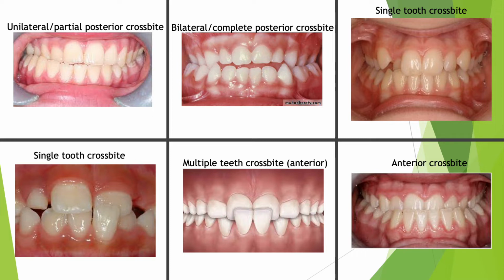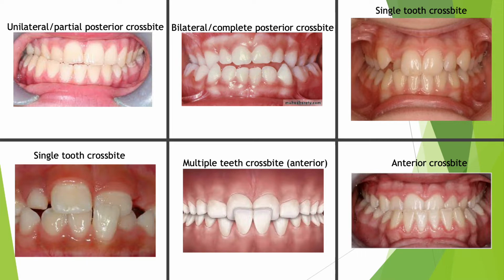Now unilateral, because if you can see, there is just one side that is in problem. That means only one side of the teeth is involved. Why posterior? Posterior because it is affecting the back segment of teeth, if you can see the picture. So that is why it is unilateral or partial, because just one side is involved, and posterior crossbite because the back set of the teeth is involved.